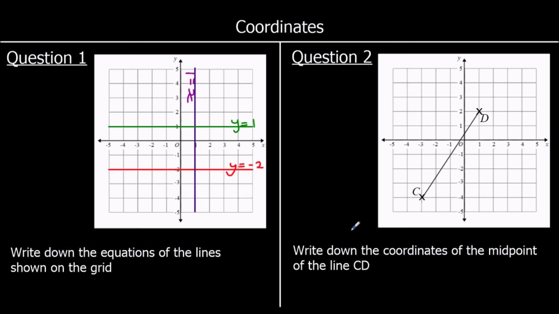The second question: write down the coordinates of the midpoint of the line CD. To get from C to D, we go along 1, 2, 3, 4, and up 1, 2, 3, 4, 5, 6. So what's half of going along 4, up 6? That'll be going along 2 and up 3. So the midpoint is at (-1, -1). So there's our midpoint. It's at (-1, -1), so x is -1 and y is -1.